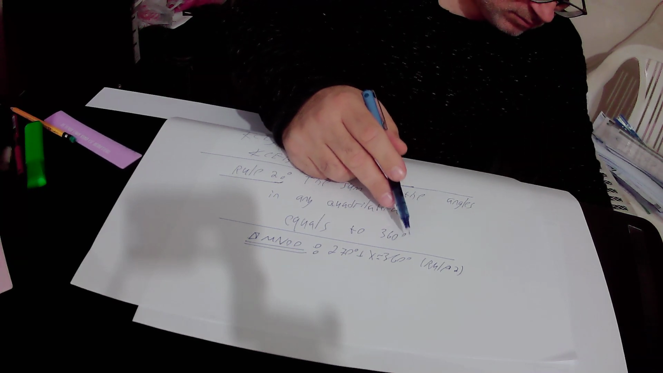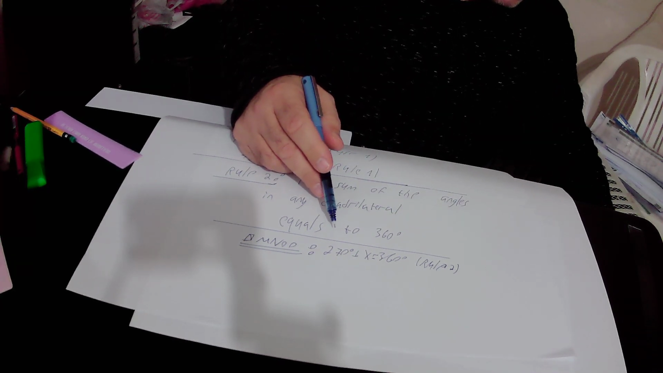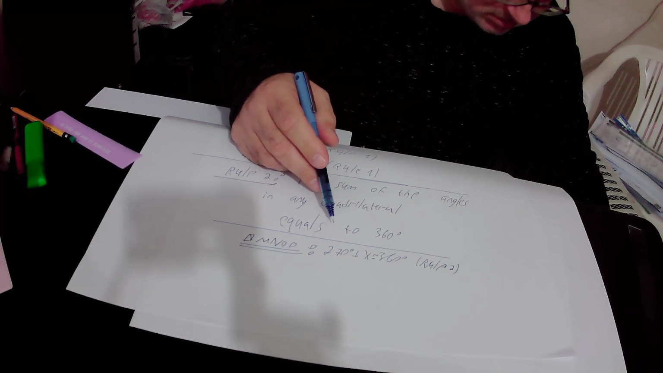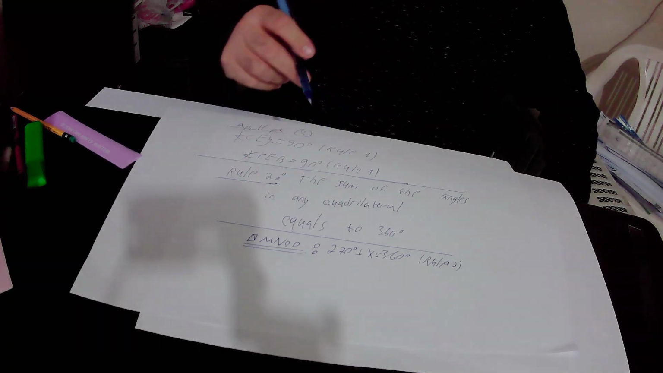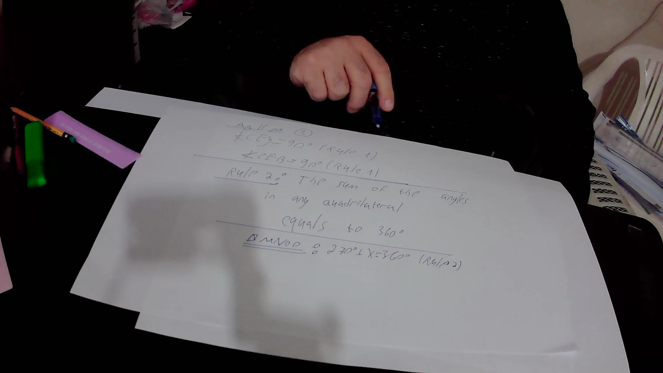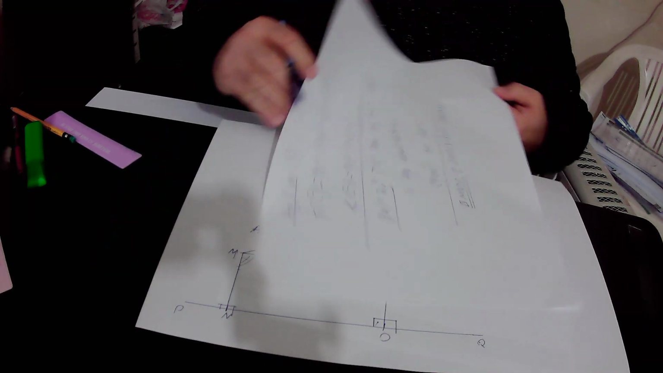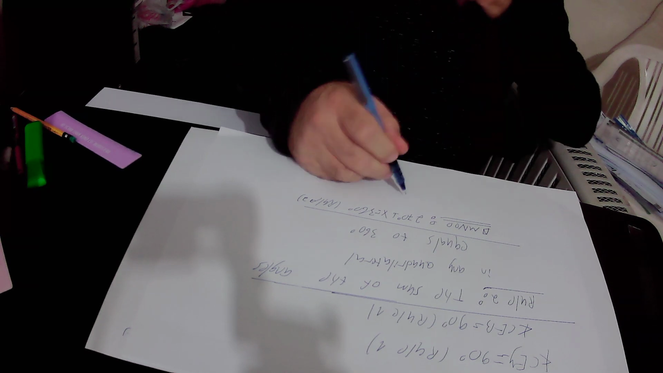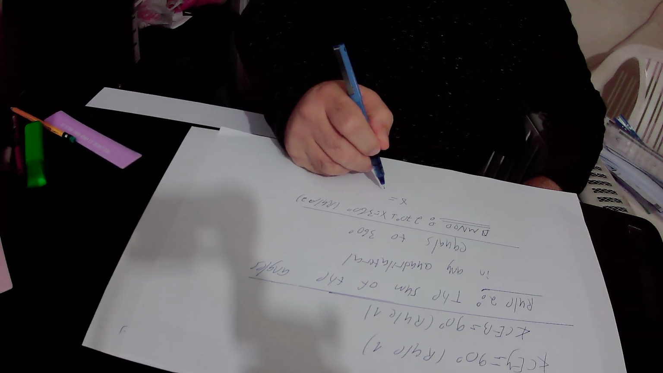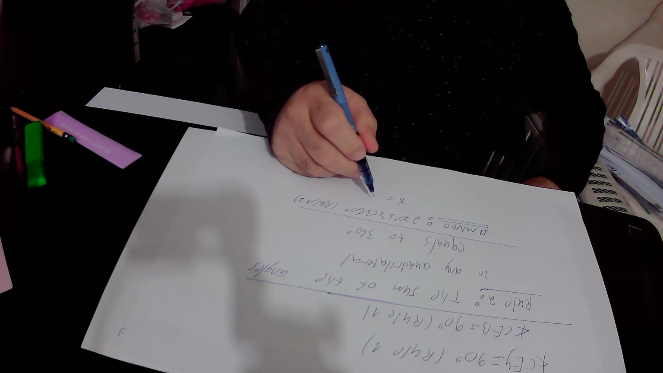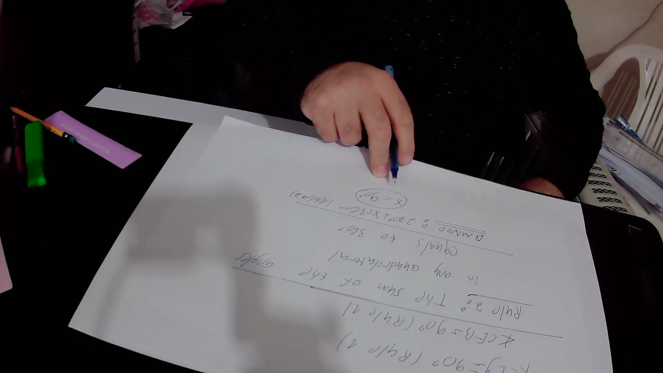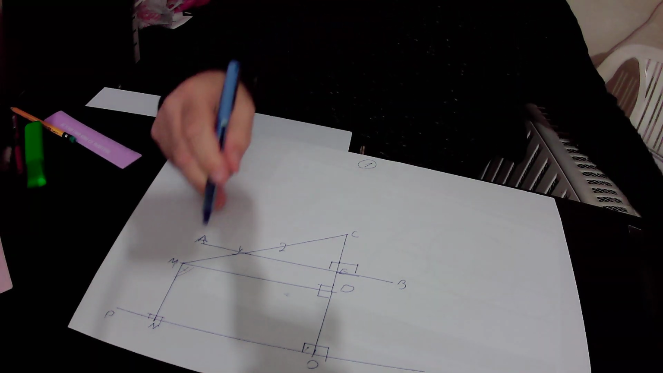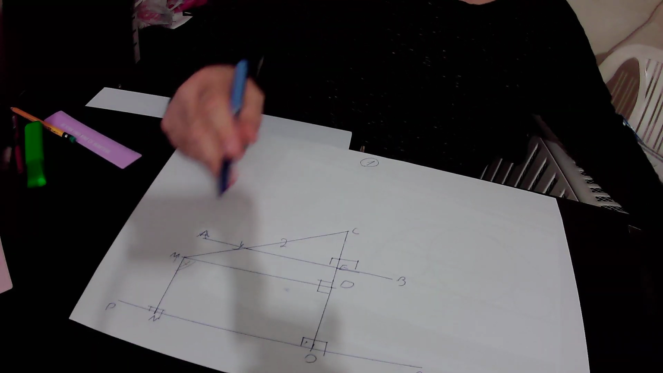Here we will subtract 270 degrees from this equality, and we will get that angle X equals 360 degrees minus 270 degrees. It is actually 90 degrees. So we found out that this angle is a right angle, it equals 90 degrees.